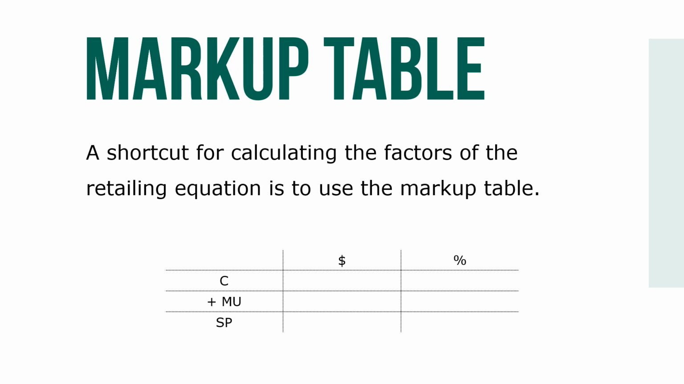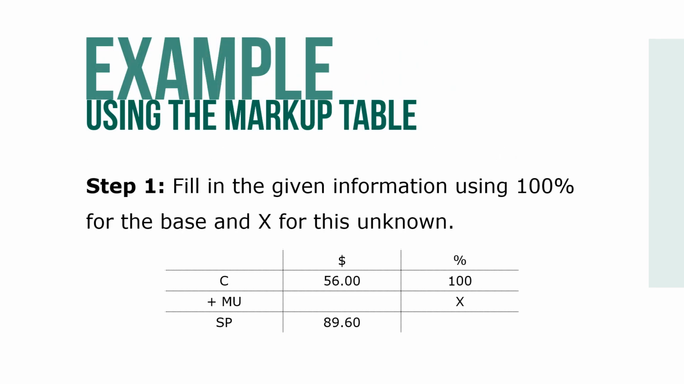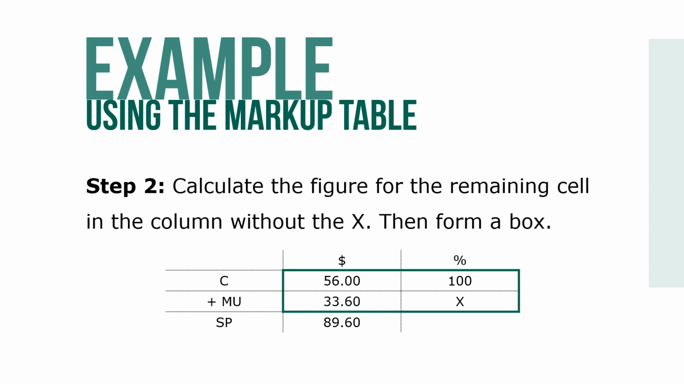A shortcut for calculating the factors of the retailing equation is to use the markup table. The cells represent cost, markup, and selling price in both dollars and percents, as you see here. Fill in the given information using 100% for the base and X for the unknown. And now we'll calculate the figure for the remaining cell in the column without the X, and then we form a box. You'll see it here.